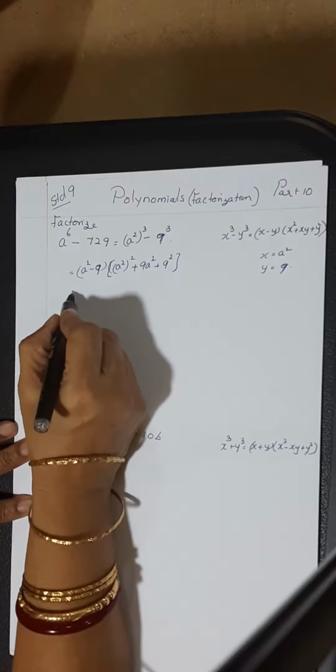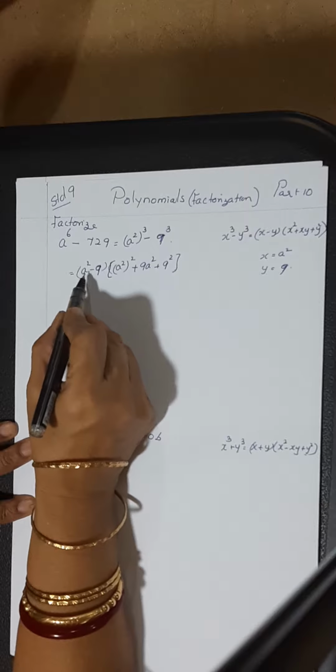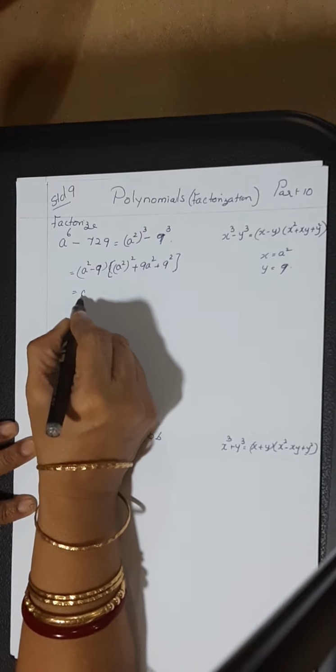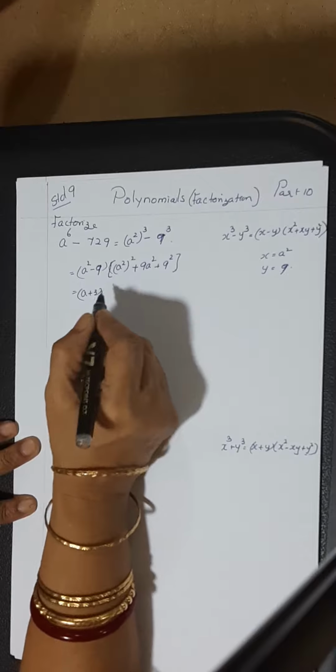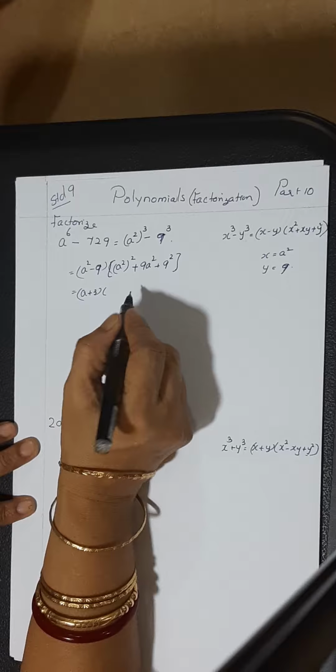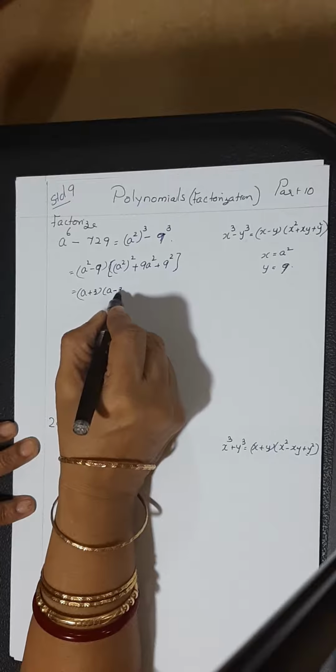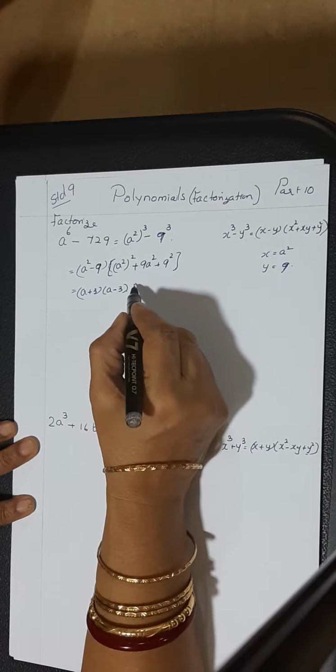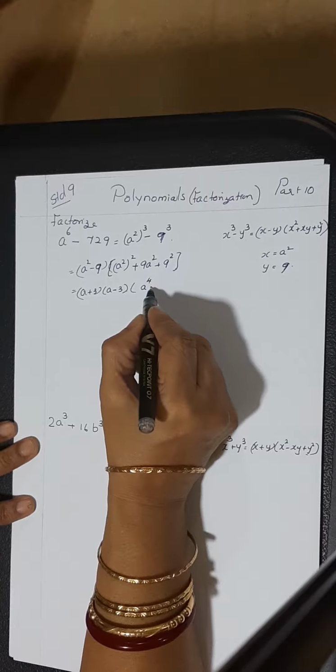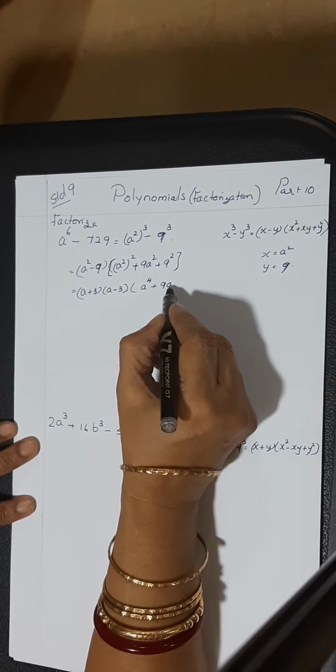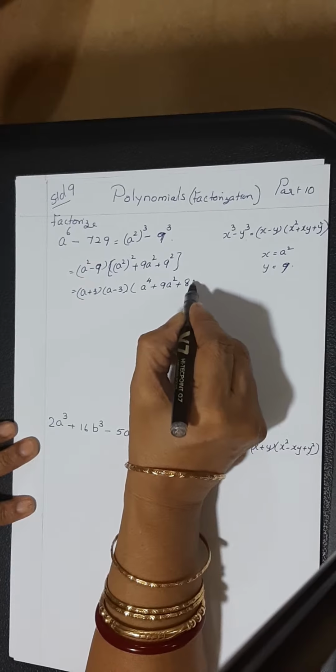So this is equal to, now we can again factorize this, a squared minus b squared format. So a plus 3 into a minus 3, now this will become a to the power of 4 plus 9a squared plus 81.